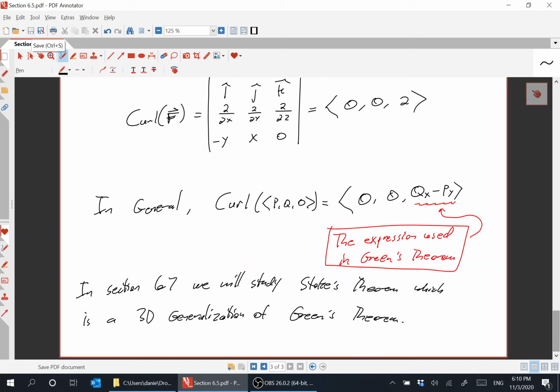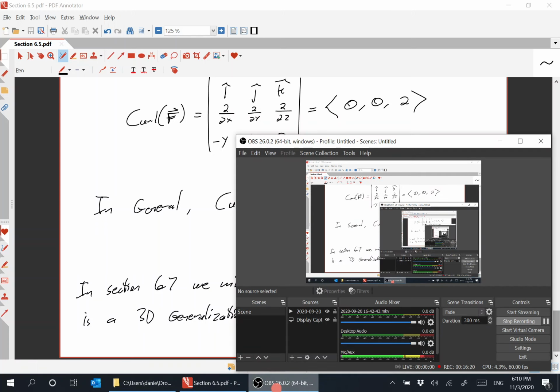Okay, so that's all for this section. Just defining curl and divergence and calculating a few examples. Okay, so that's the end of the lecture on this section.